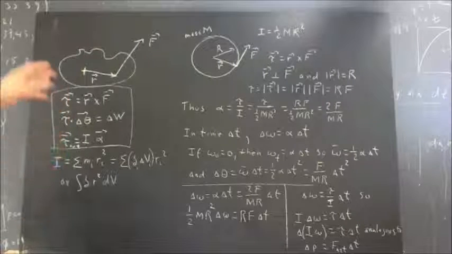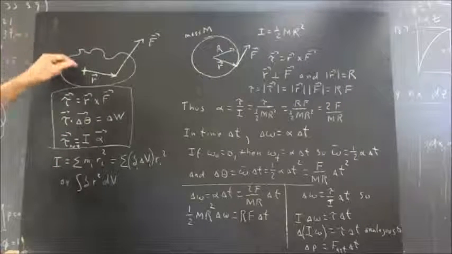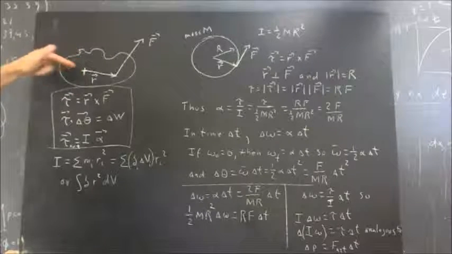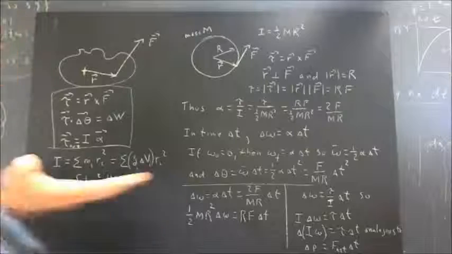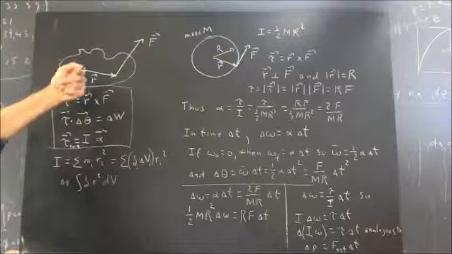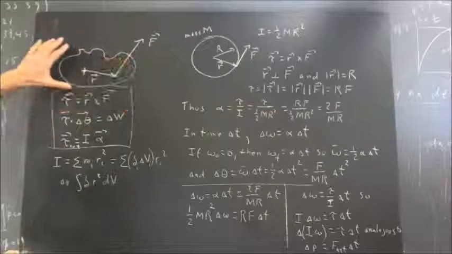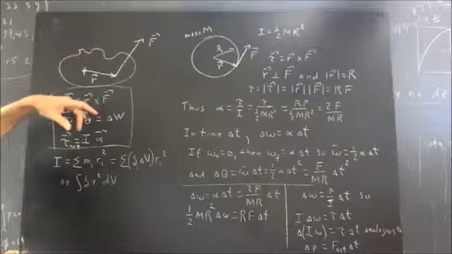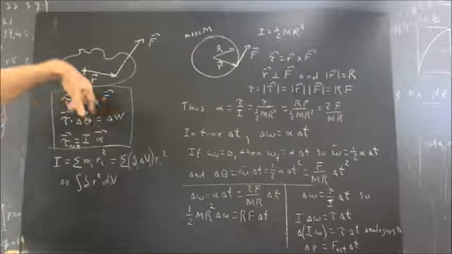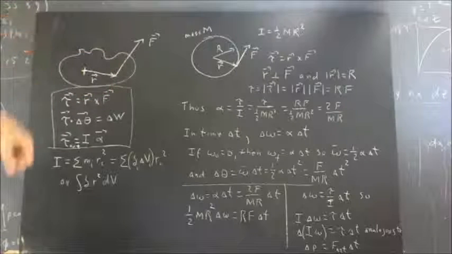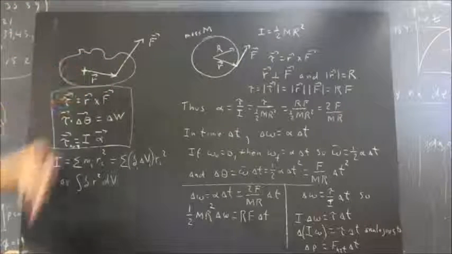And we'll make that more plausible later, or make that very clear. However, it's worth keeping in mind right now. Okay, so we just do the r cross F. The r cross F vector is out of the board, perpendicular to the board, perpendicular to the plane of rotation. And being a counterclockwise torque, we have a positive vector.